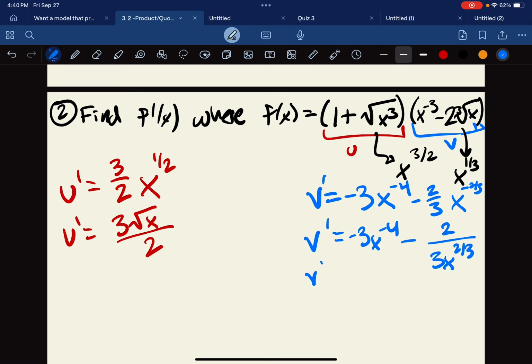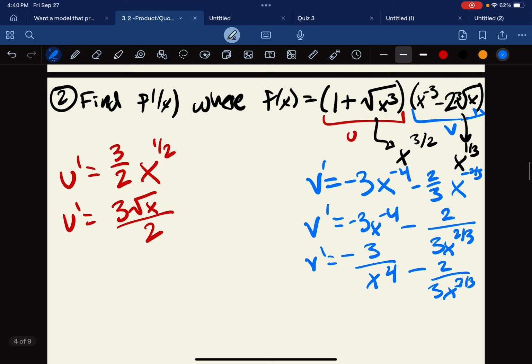And then we should also probably rewrite this as negative 3 divided by x to the 4th. Just generally a good rule of thumb to get rid of your negative exponents. So then we would plug this into our product rule formula.